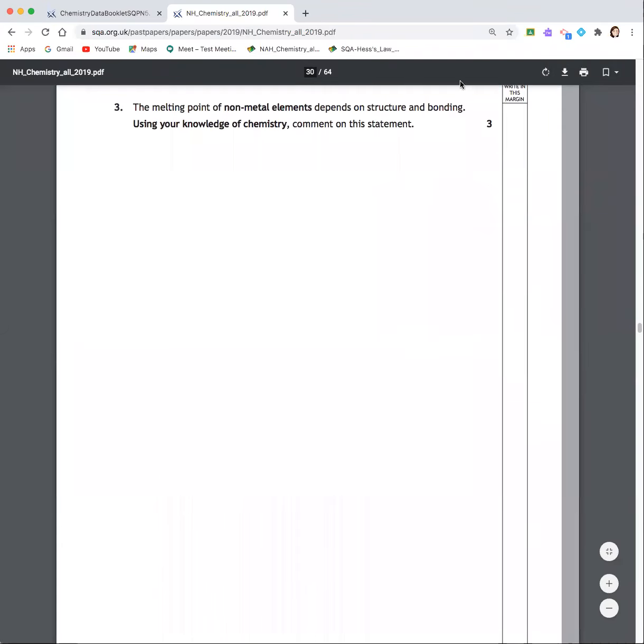So then question 3 is all about the melting point of non-metal elements. That means you don't want to mention anything about metals, and it's asking about the structure and bonding and how it affects the melting point. Remember, for these questions, it's just marked on how good a knowledge of chemistry you demonstrate. So 3 is if you've shown a good knowledge, 2 is if it's reasonable, 1 is if it's limited, and 0 is if you've shown that you have no knowledge.